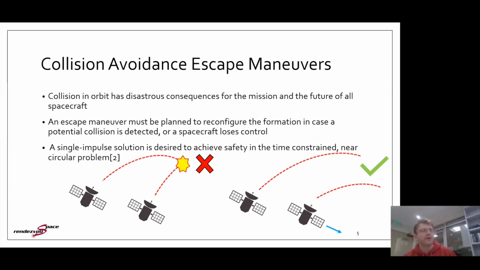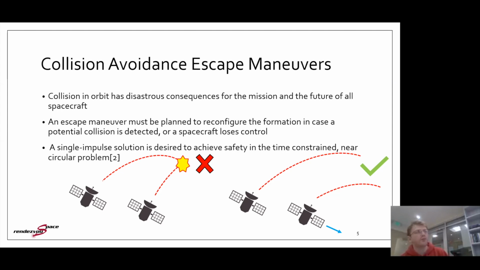So as I mentioned before, collision is a disaster that we absolutely want to avoid, and how we will go about this is by generating escape maneuvers. So these will be impulsive maneuvers specifically designed to move our spacecraft into a configuration where they are not expecting a collision. If you're following these graphics, we have 2 spacecraft on a trajectory where we expect them to collide, or we expect one of them to behave unpredictably.